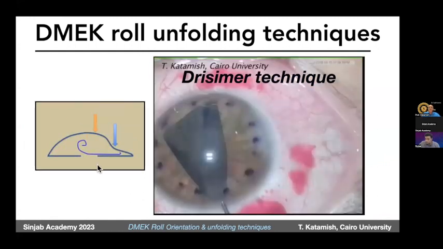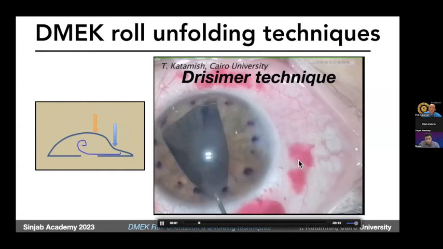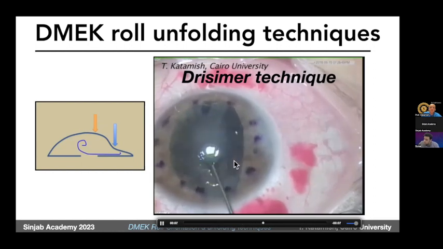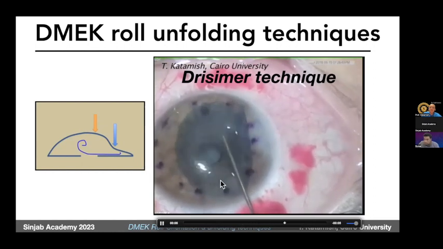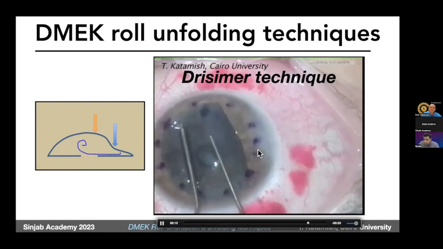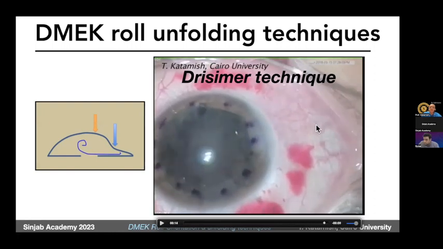The second technique is the Drismer technique. You pinch the graft here, you fix it, and you start unfolding this fold. So you see, this is a graft, and you will pinch at one side, you have this fold resisting unfolding. So you pinch this side and make the unfolding tapping technique from the other side. Of course, with some shallowing, you will have your graft unfolded.